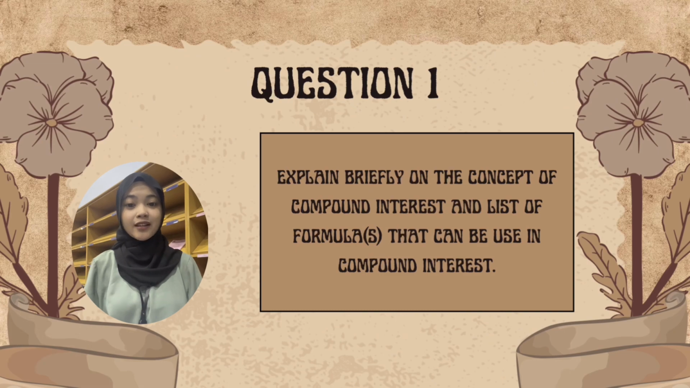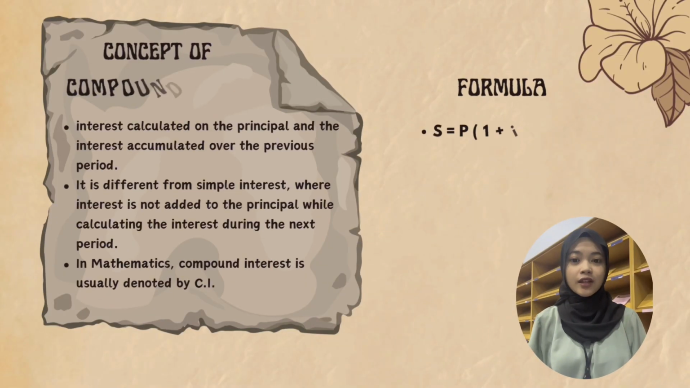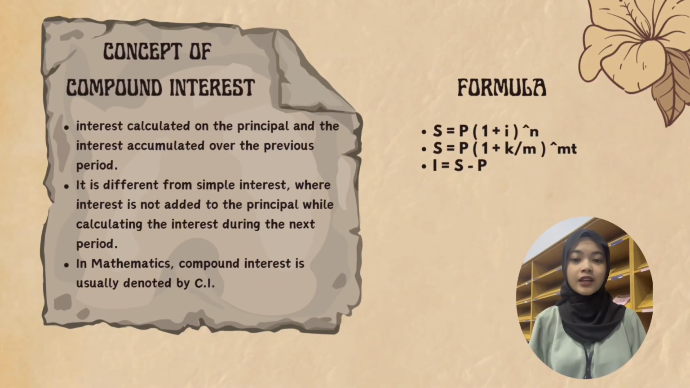Hi, I'm Nazera. I will explain the concept of compound interest and list all the formulas. The concept of compound interest is the interest calculated on the principal and the interest accumulated over the previous period. It is different from simple interest, where the interest is not added to the principal while calculating the interest during the next period. In mathematics, compound interest is usually denoted by CI.